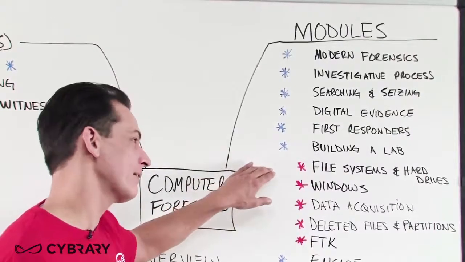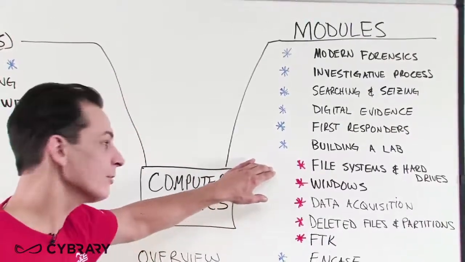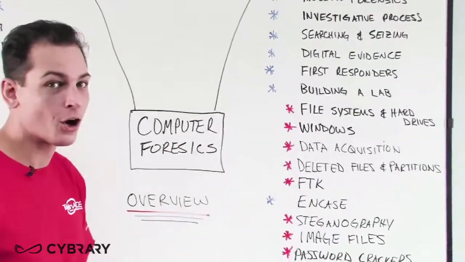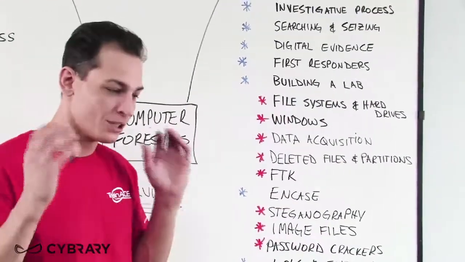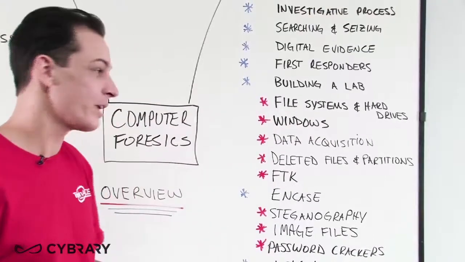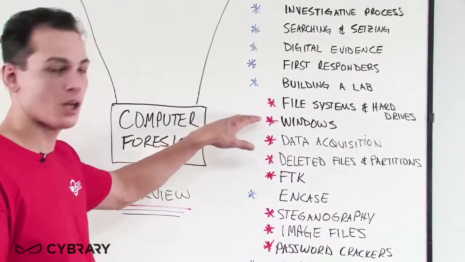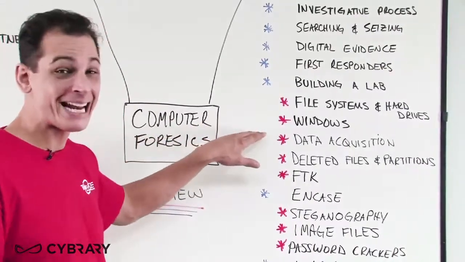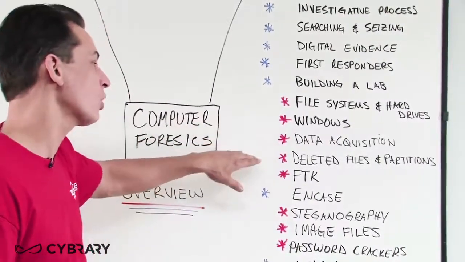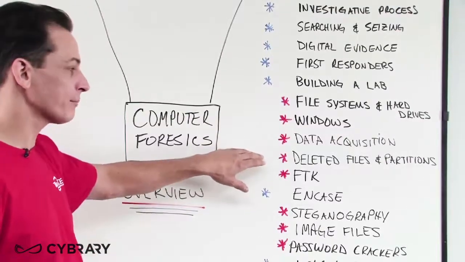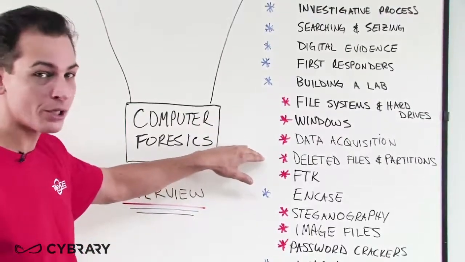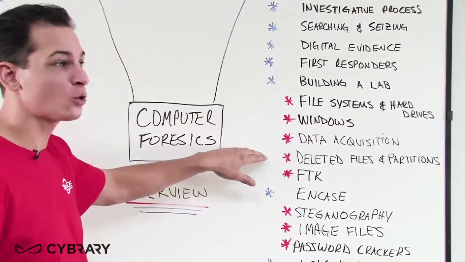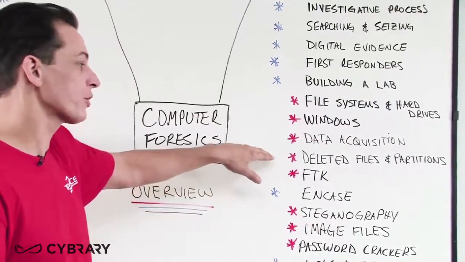We'll look at file systems on hard drives in detail. Since most computers use Windows today, it's really hard to talk about forensics without going just overboard into the world of Windows. So we're going to spend a lot of time talking about Windows, and most of our tools will be Windows oriented. We'll talk about the data acquisition process. We'll talk about deleted files and partitions and some of the modern tools that we use, like DD, and how to actually use that so that you don't saw off your own wrist when you're using the tool.